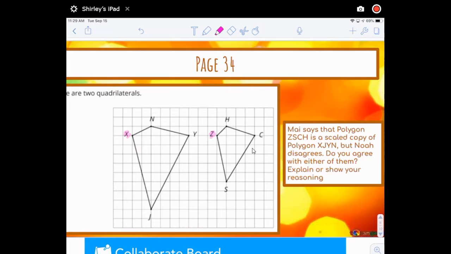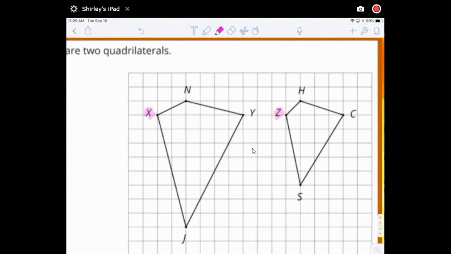So remember, we have to check two conditions. You need to figure out if there's a scale factor, and you need to figure out if the angles are the same. Okay? Keep in mind that it's always easier to start with the angles, because if you determine that the angles are not equal, then they're automatically not scaled copies, and you don't have to do any of that extra work. So it's always easier to look at the angles and see if they are the same, especially in this one.